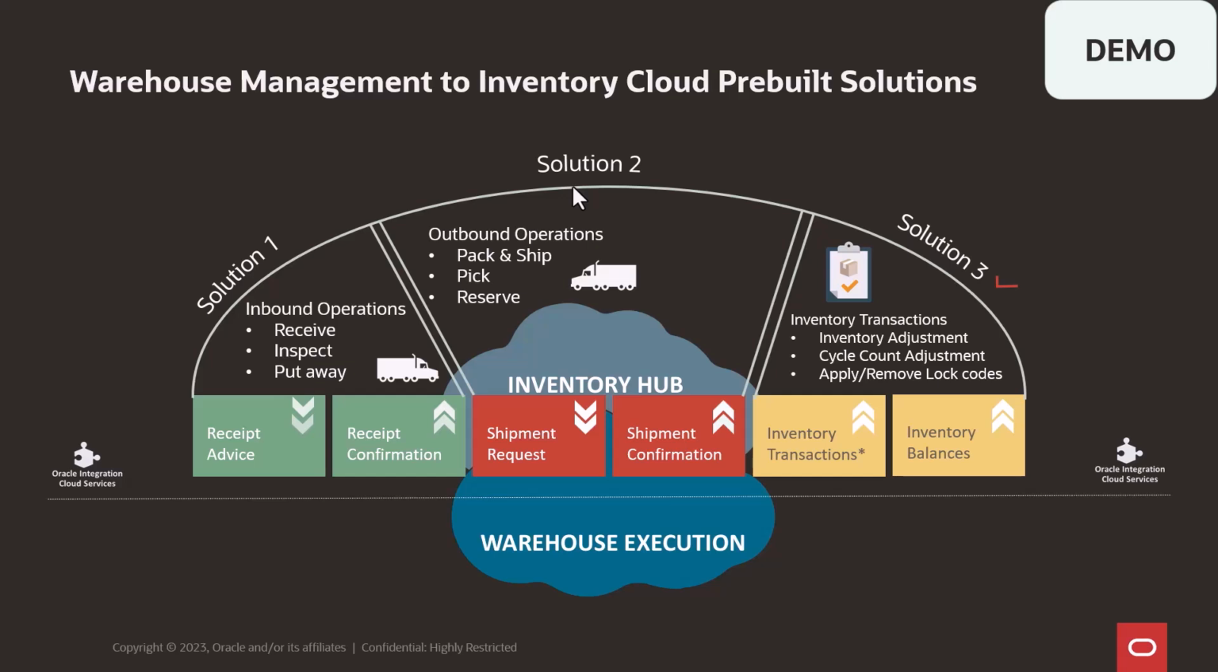As part of this whole venture, warehouse management team and inventory cloud team have created three pre-built solutions recently. One related to the inbound operations, another one related to the outbound operations with scenarios like receive, inspect, or pack and ship and stuff like that. And the third pre-built solution, which we are going to demo today, is related to the inventory transactions, where the user might do some inventory adjustments, or as he receives the LPN, he creates the LPN or modifies it, all those things. So let's quickly look at the pre-built solution.